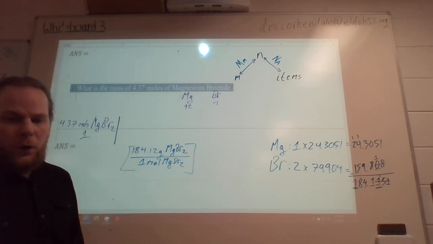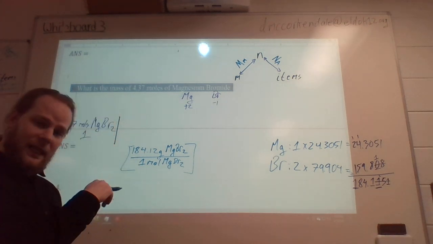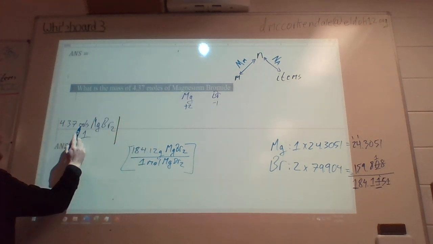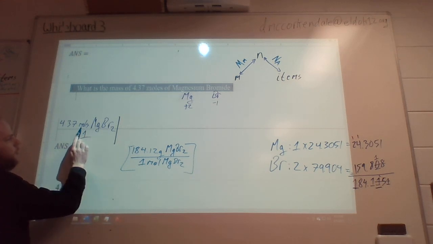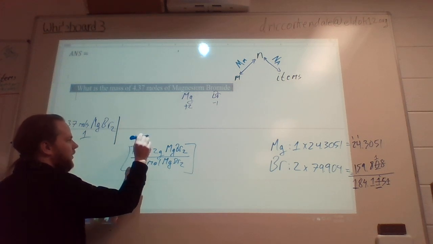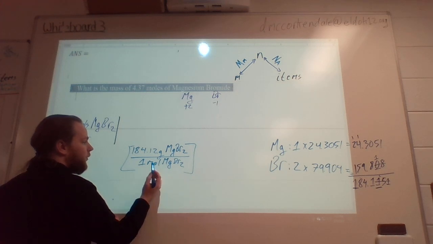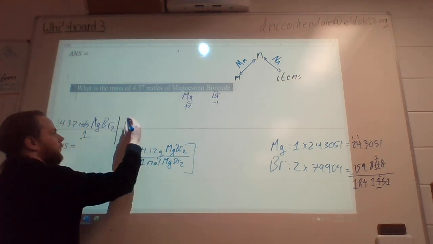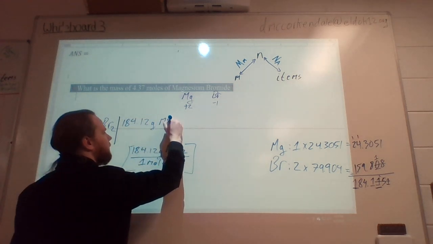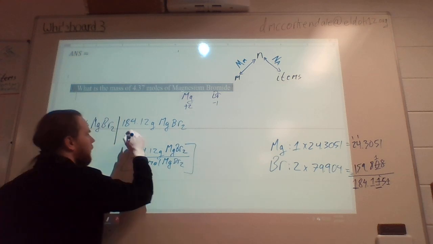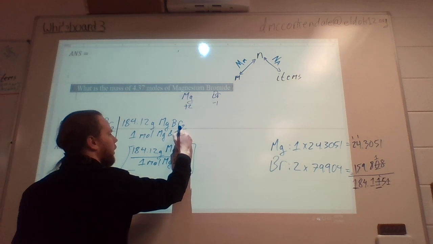Before we add it, we need the things to cancel so that we get the right thing at the end. Specifically, the thing we need to cancel is moles of magnesium bromide. We have moles in the numerator, so moles of magnesium bromide has to go in the denominator. It's already in the denominator, so we just transcribe this. We don't have to flip it. So 184.12 grams MgBr2 per 1 mole of MgBr2.